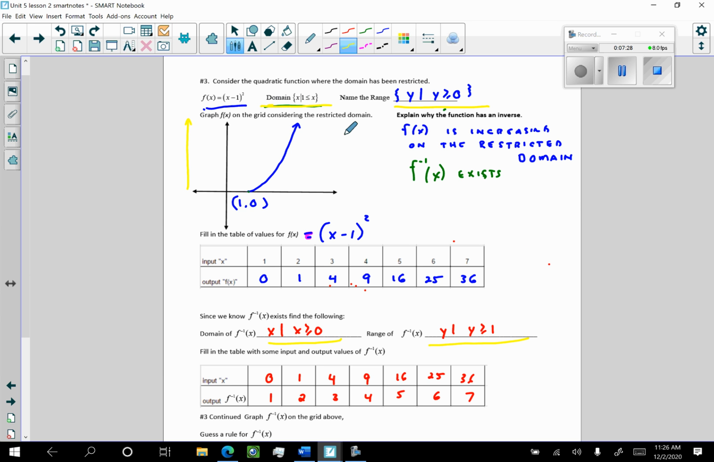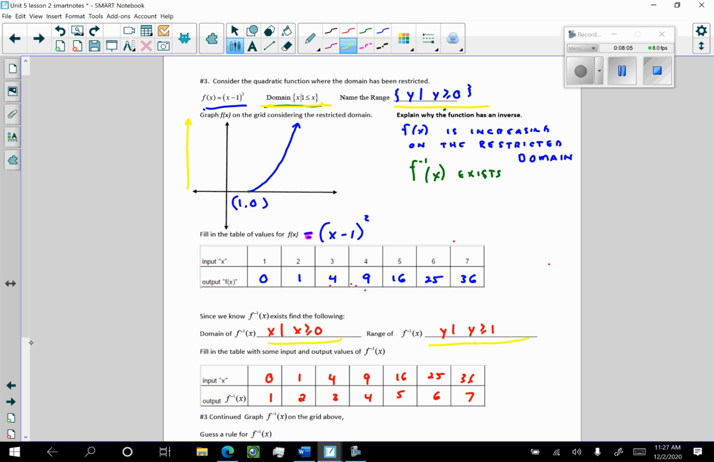And this particular range is going to be the domain here. So the domain was x greater than or equal to 1, and the range then is going to be y greater than or equal to 1. You swap the x's and y's. The range becomes the domain, and the domain becomes the range. Where did these points come from? I just flipped these points. X, Y becomes Y, X. So the Y's become the X's, and the X's become the Y's. So I have 0, 1, 1, 2, 4, 3, 9, 4, 16, 5, 25, 6, 36, 7.